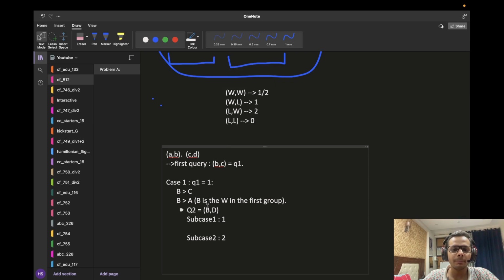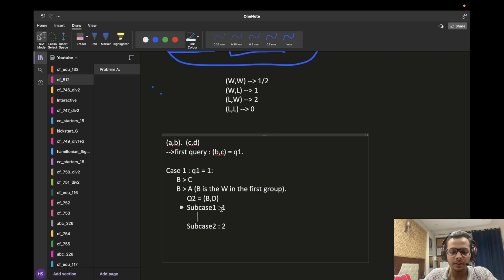So if this winner competes with the winner of the second group, then the answer will either be 1 or 2 for the next query, and if this winner competes with the loser of the first group, then the answer will always be 1. So we know that the answer of this Q2 can never be equal to 0. Okay. Now let's see what happens when the result of this query is equal to 1.